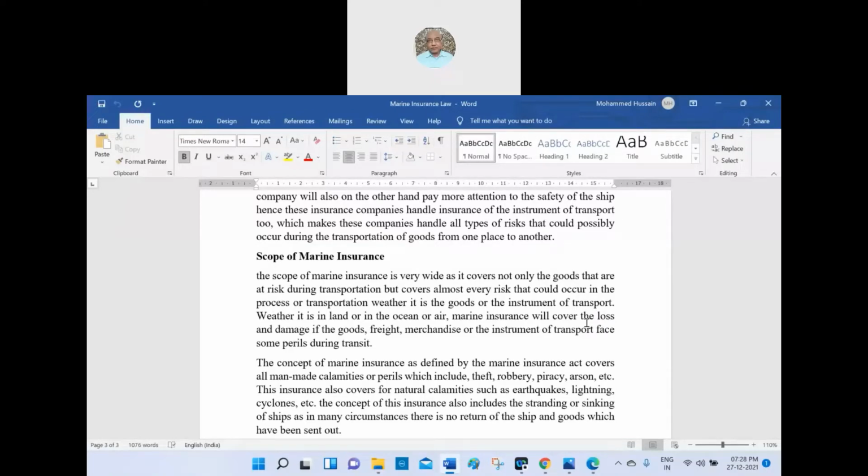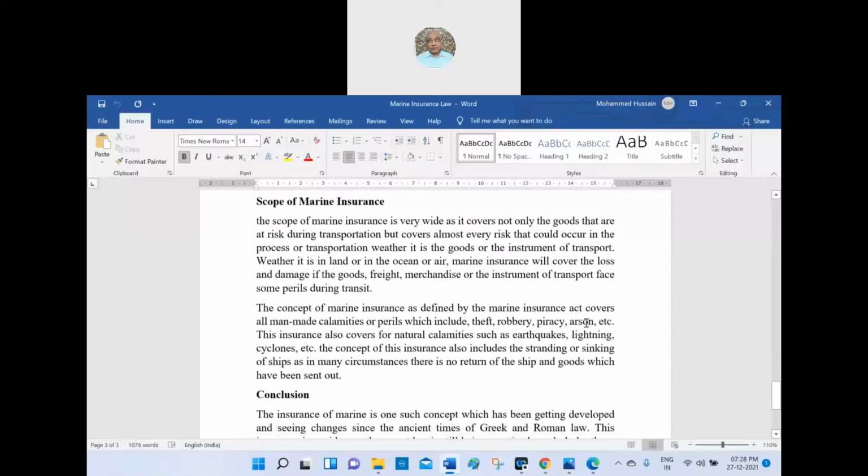Whether it is on land, in the ocean, or in the air, marine insurance will cover the loss and damage if the goods, freight, merchandise, or the instrument of transport face some perils during the transit. Whatever the perils during the transit from the production side till it reaches its destination, through the voyage or adventure, meaning by sailing, all things will be covered and indemnified by the insurer. But it should be very clear in the terms and conditions when we are signing the contract.